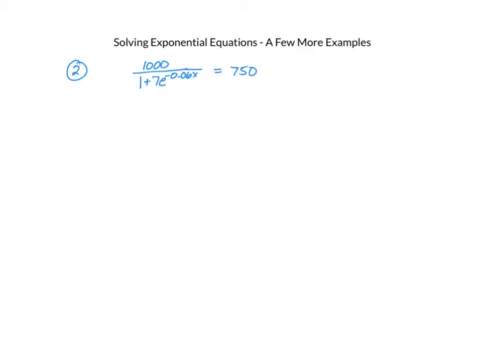Here's our next example. To begin, I hope you recognize that we could multiply both sides by this denominator. So let's do that. I'll multiply both sides by 1 plus 7e to the negative 0.06x. Same thing over here.